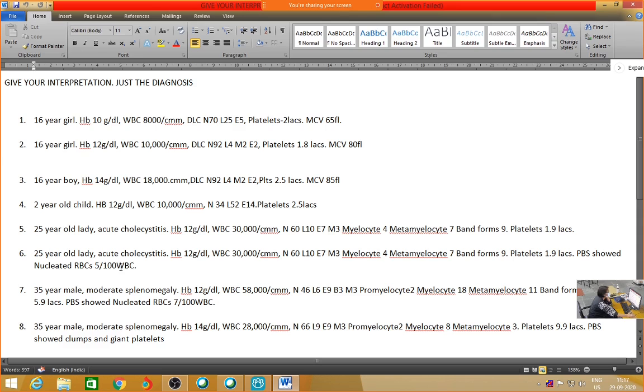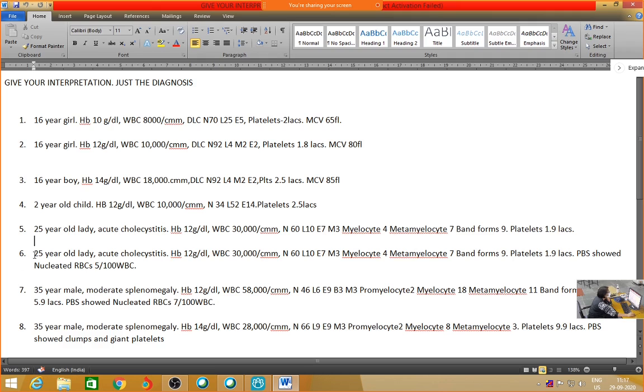As a clinician, if you get a picture like number 5, which I said is a leukemoid reaction, you have a reason for it. The lady is presenting with acute cholecystitis, severe acute cholecystitis. So you have a reason for the leukemoid reaction, a reason for the bone marrow to proliferate. So you will not investigate further.